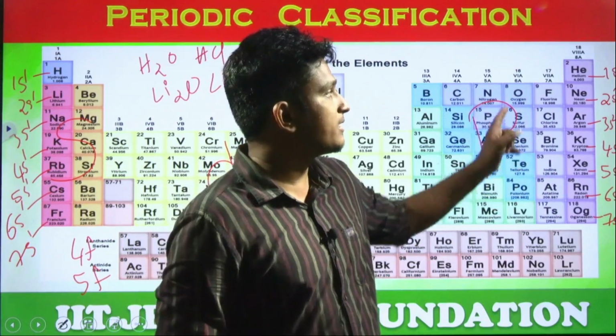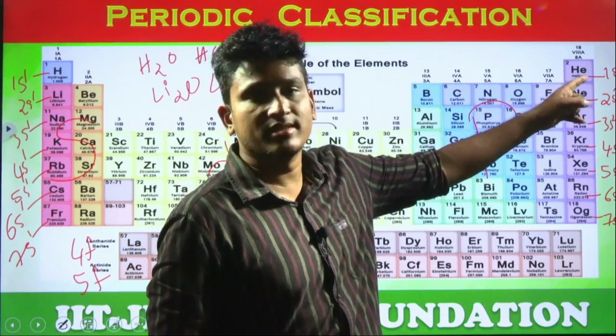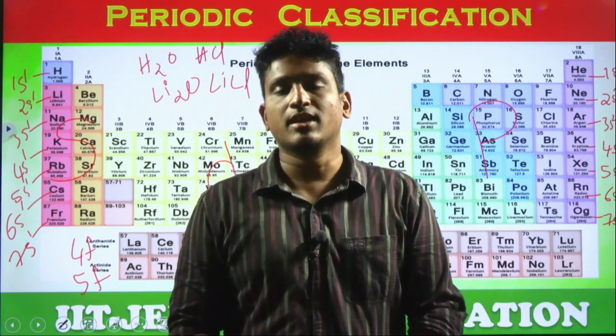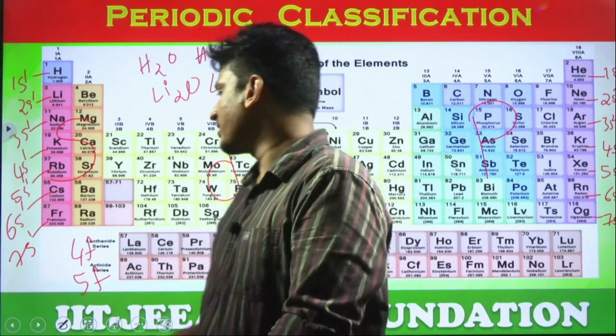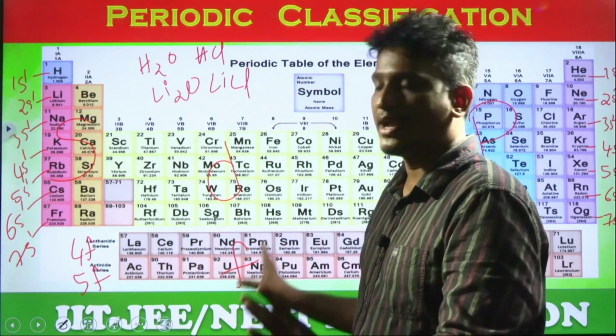There is one exception, that is helium. Helium should belong to the s block. Yes or no? Its last electron is in the s subshell, but it is placed in the p block because of its similar chemical reactivity. So got the clarity, students? So that's all the idea about the group names and the families.